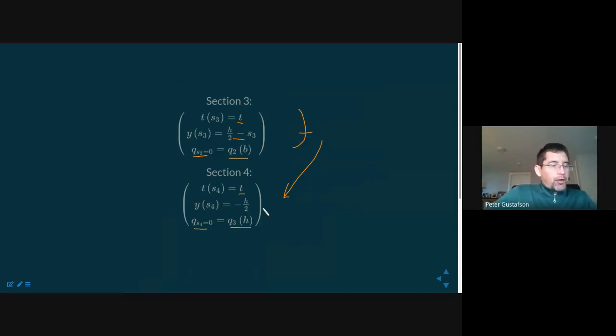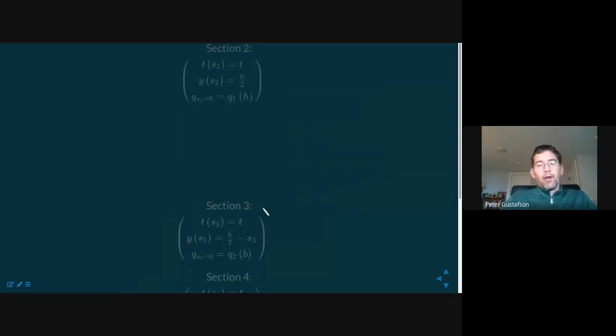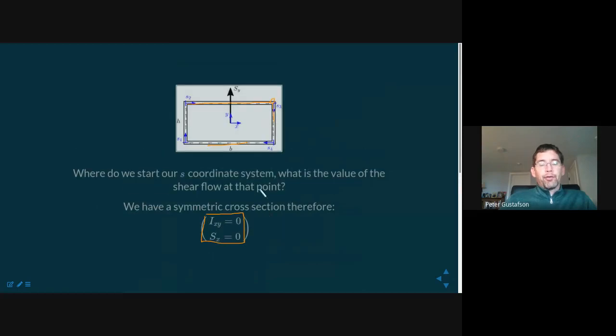Nicole asks, can you explain the Y of S3 and Y of S1 again? Sure. So Y of S3 and Y of S1. So these are values of Y. So of course our coordinate system is at the origin here. So we're trying to relate the S positions to the value of Y. So here at S1 equals 0, the origin of the S coordinate system, it has a value of y that works out to be minus h over 2.